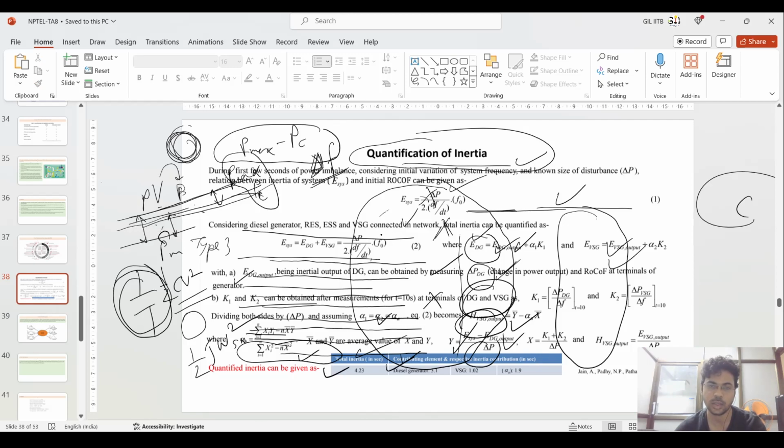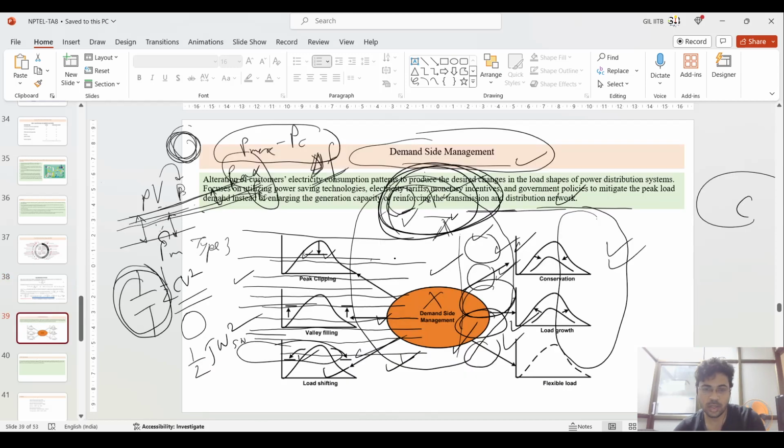Coming to the next part, the contribution of inertia, which I explained in the last slide itself, how you say this is the inertia support you are providing. There are certain other equations as well. If you see this equation, E system is equal to delta P multiplied by f naught over dF/dt. So during a frequency change or delta P change, the E system can be utilized, which is a combination of the digital generator based system and the VSGs connected to the system. Based upon the factors, this is quantified.